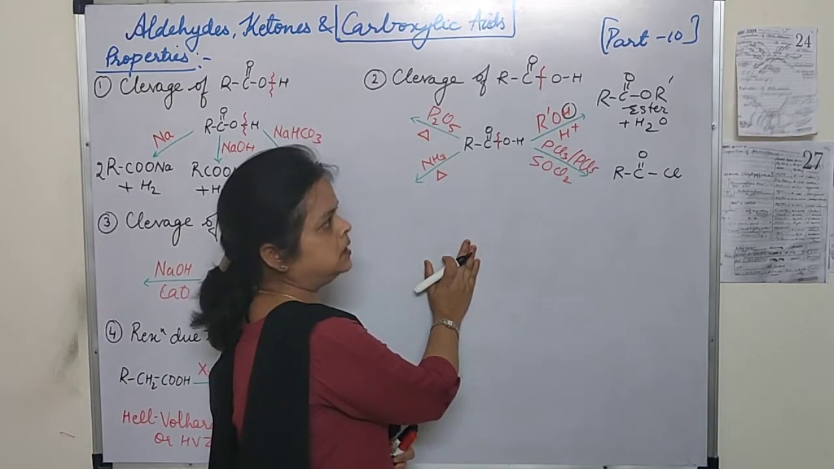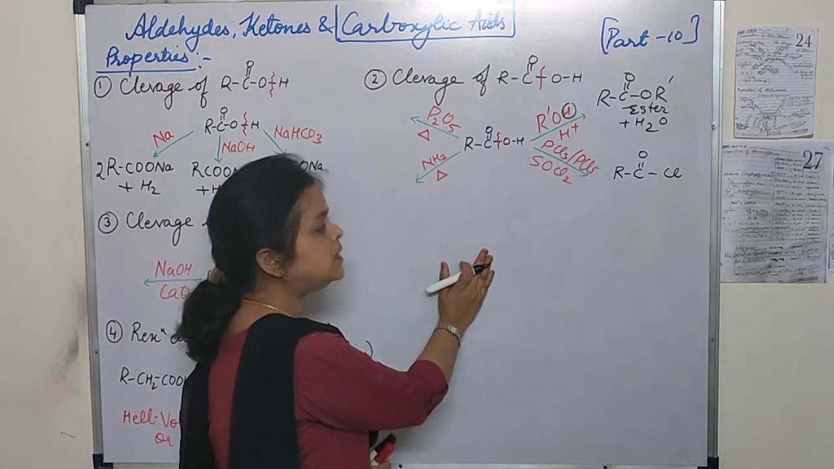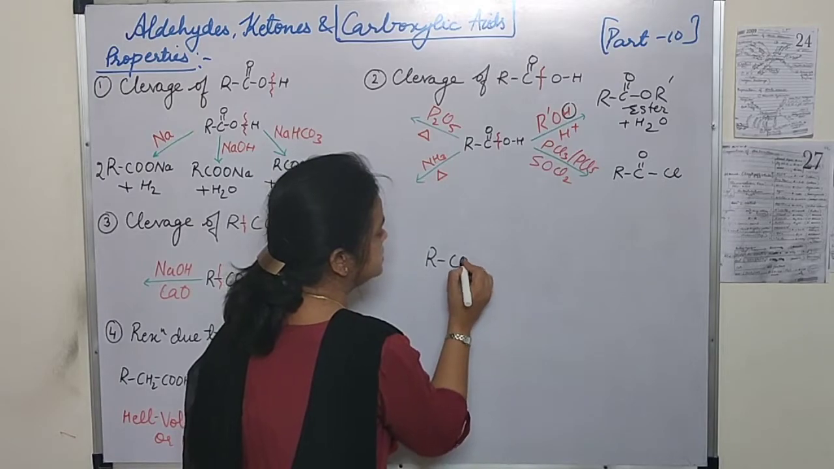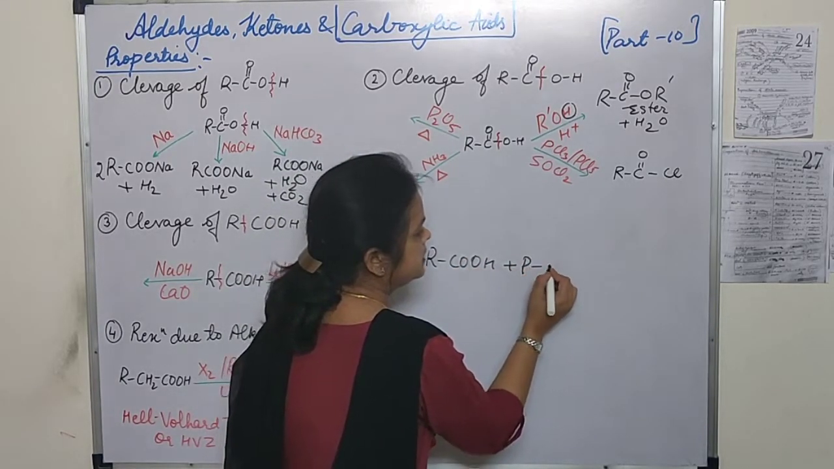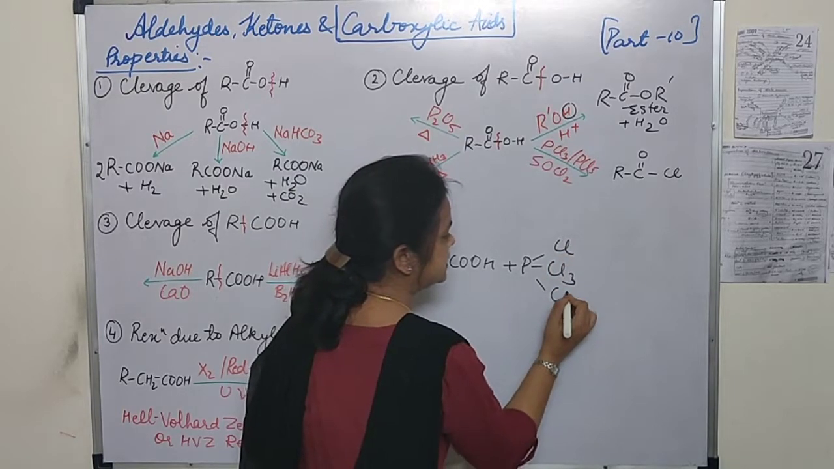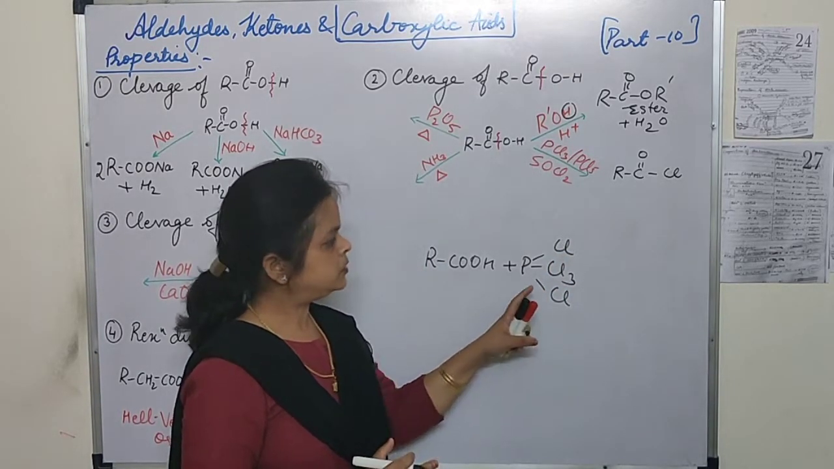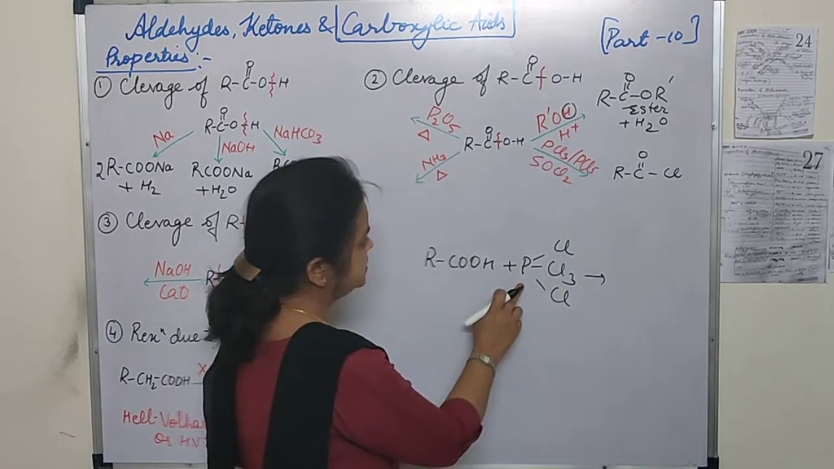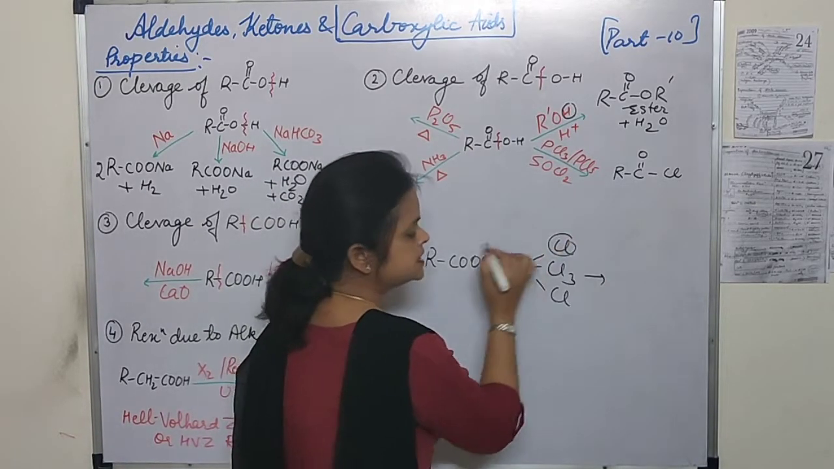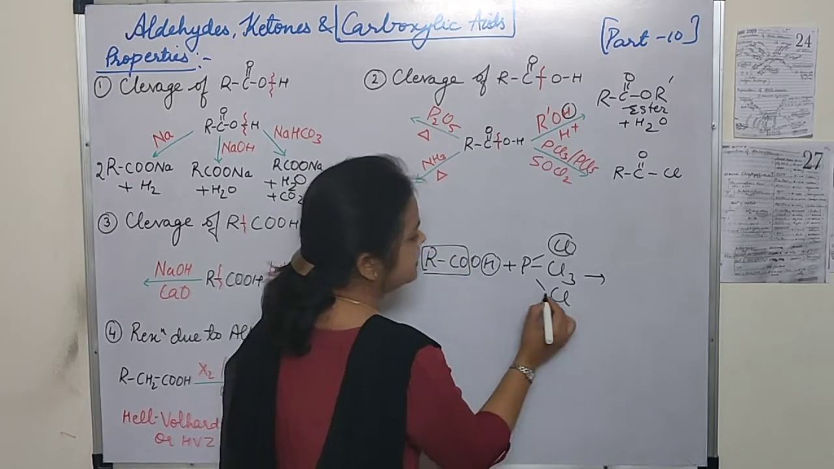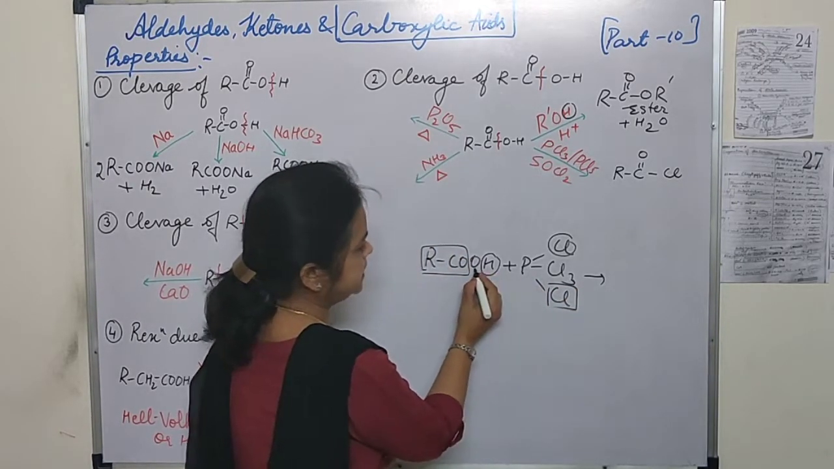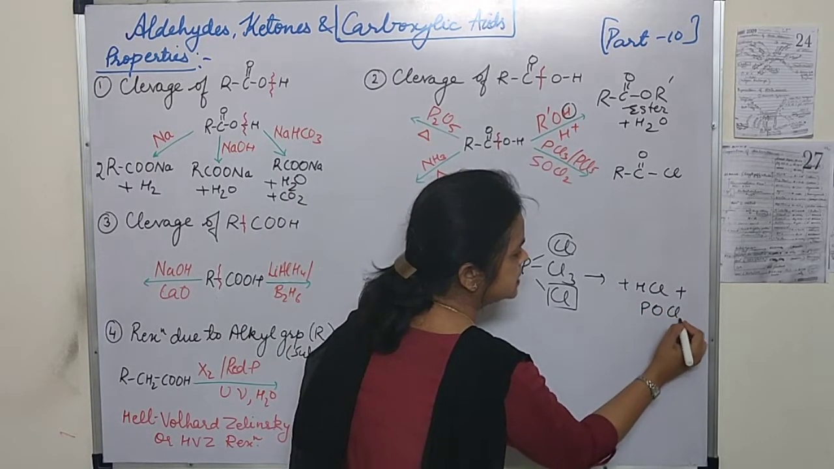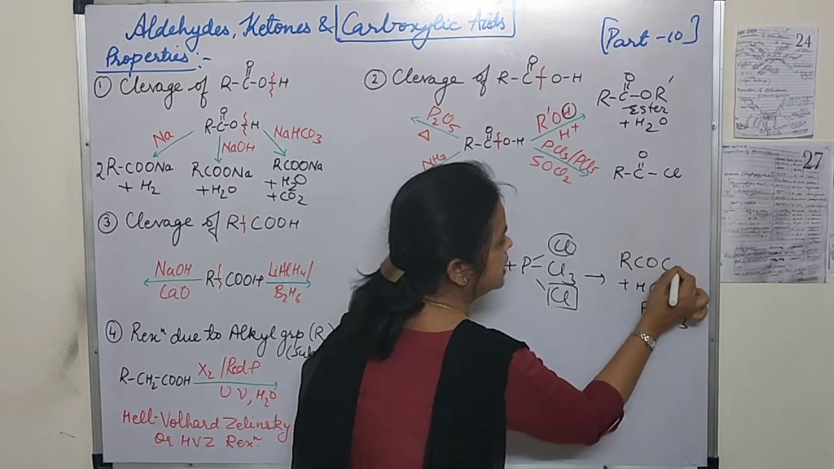Just wait students, we are going to take 3 moles of PCl3. When we are writing this PCl5, then we will take this RCOOH, PCl3, Cl and Cl. When we are writing this way, we are going to take PCl5. With PCl3 also I will tell you how to write. Now this way, this H will combine with this Cl, and this RCO will combine with Cl, and P will take this oxygen and it will form HCl along with POCl3 along with the main product RCOCl.